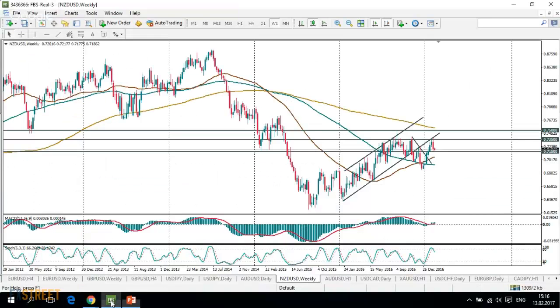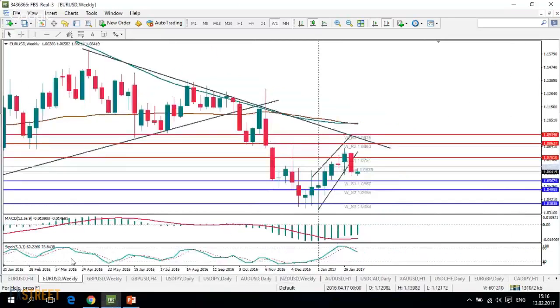Now let's have a look at other currency pairs, and we start with euro dollar. If we look firstly at the weekly chart, we can see that there was a sizable weekly bearish candle formed last week, and actually this candle engulfed the body of the previous candle. It didn't engulf the whole candle, but the body it did engulf.